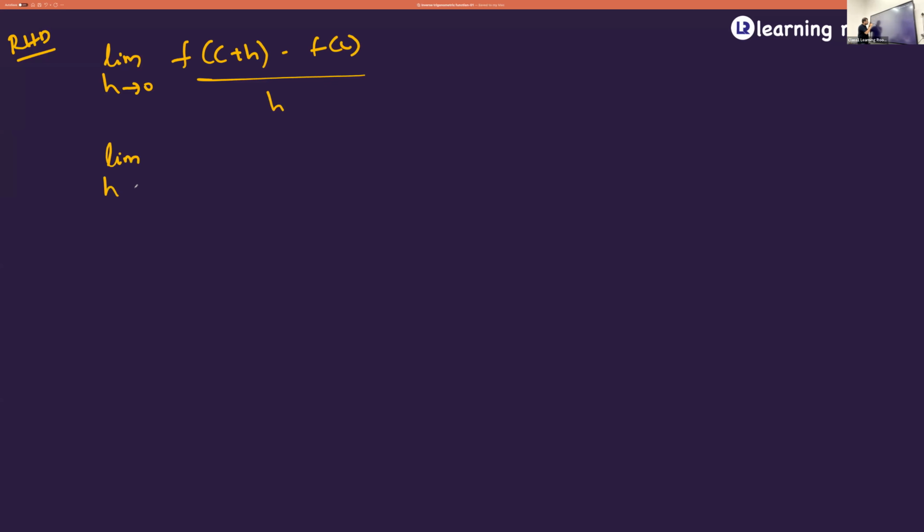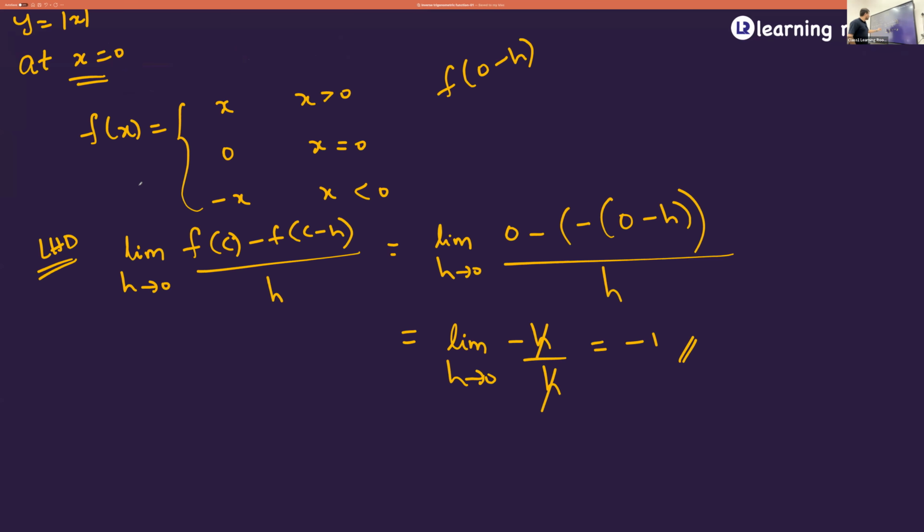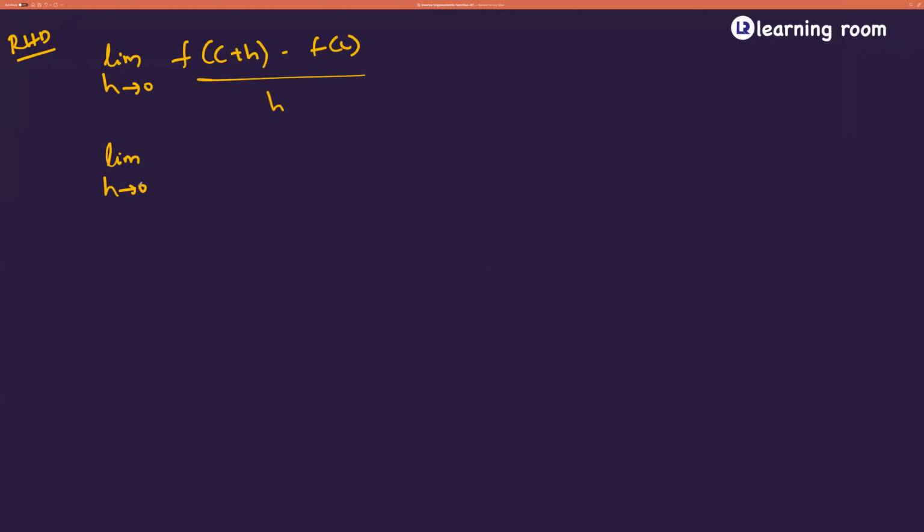So limit h tends to 0. What is f of c plus h? What function should I consider? So c plus h means 0 plus h, so 0 plus h means I'll take x. So f of c plus h is 0 plus h, minus f of c. F of 0 is 0, the whole divided by h. So you're left with plus h here, plus h divided by h. Right? So what will you get?